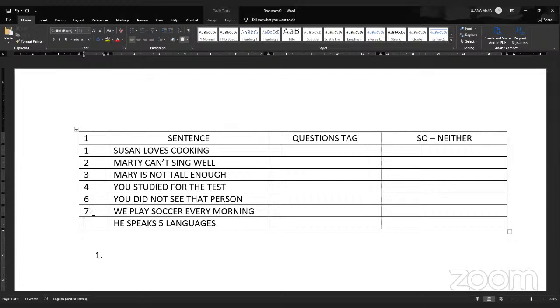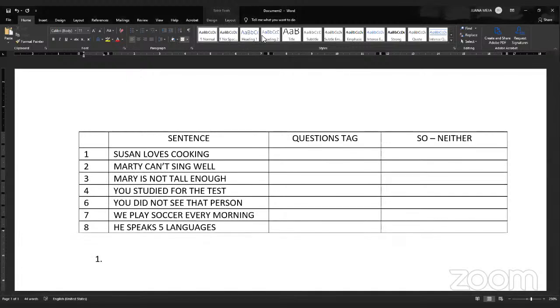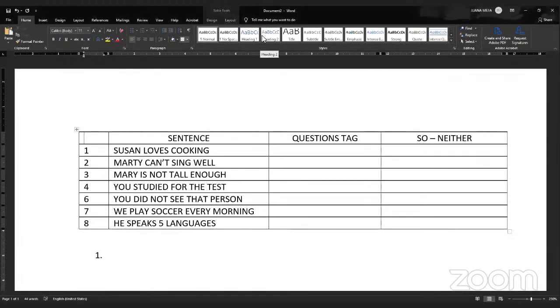Okay, so that is basically it. That was my mistake. So I'm going to share this activity on the Telegram group, and you write the question tags and the structure so and neither. The question tag for the 8 different sentences and the structure so and neither for those same 8 sentences. Okay, guys, unfortunately, my time is up, yours too. So thank you very much, guys, for being here. I'll see you tomorrow. Thank you, guys.